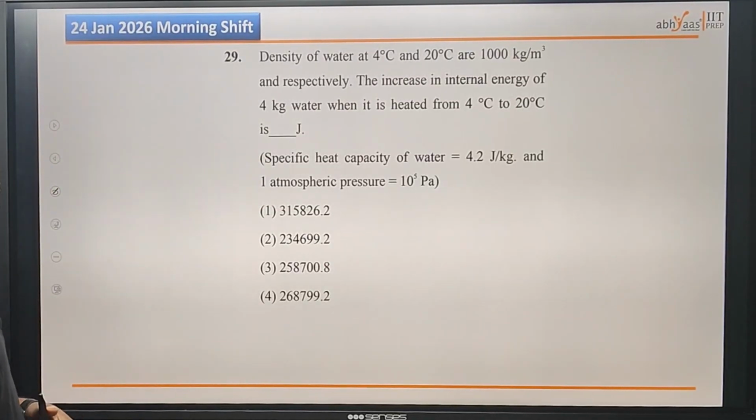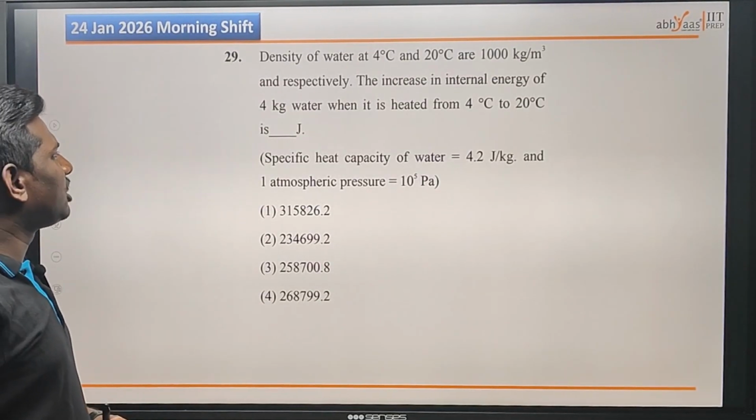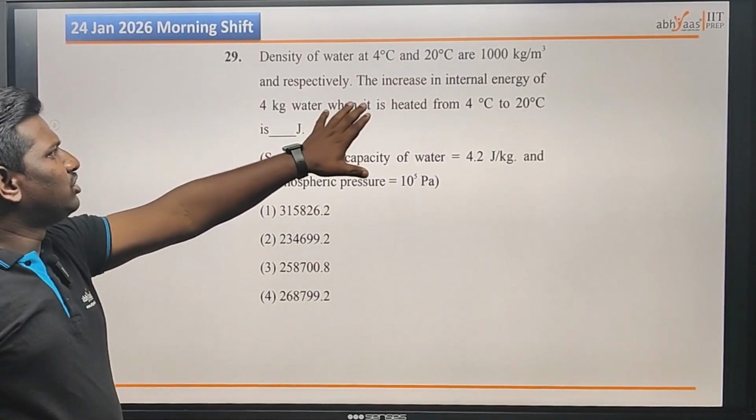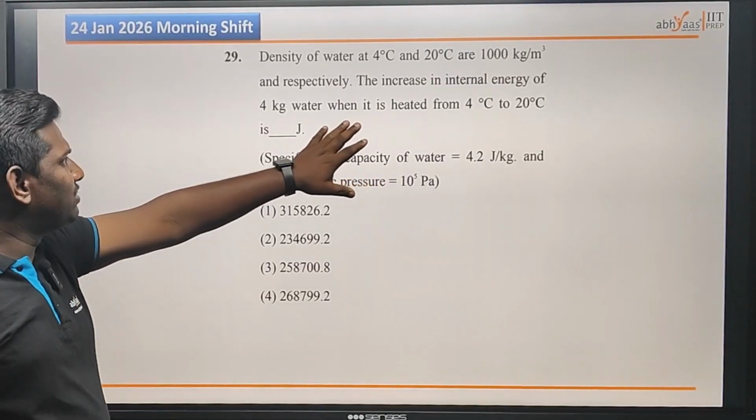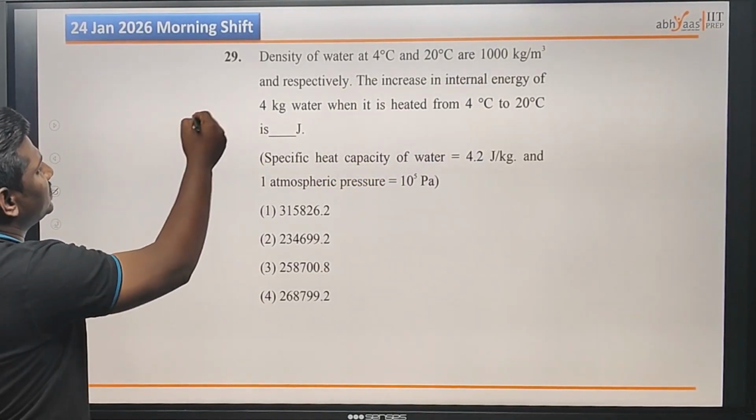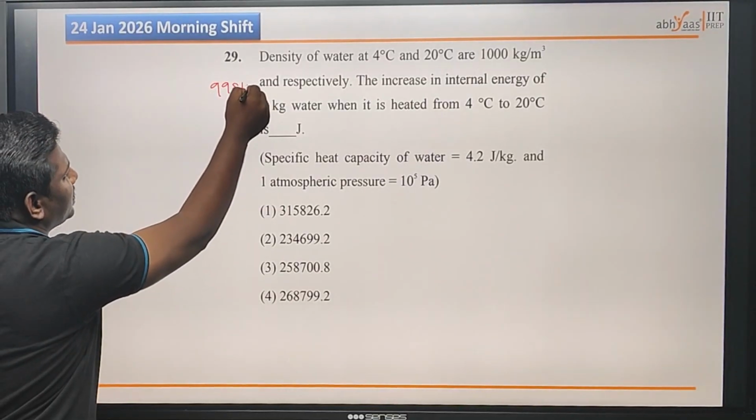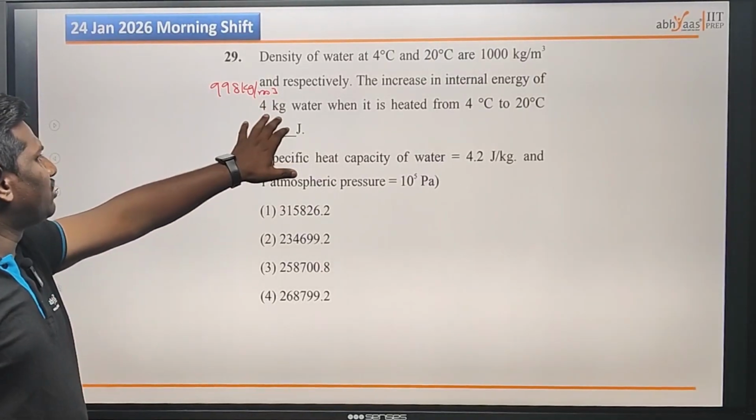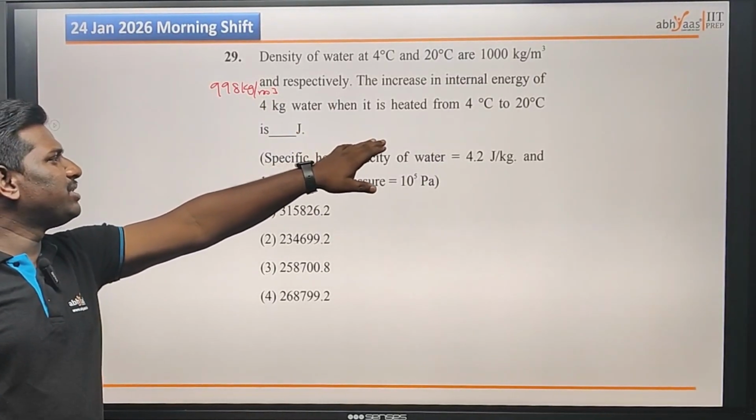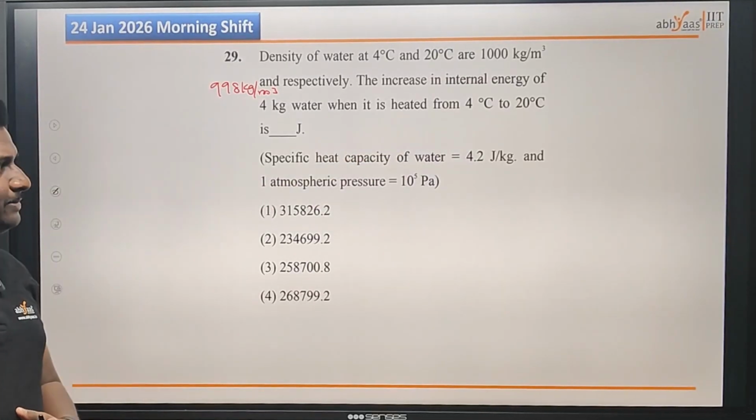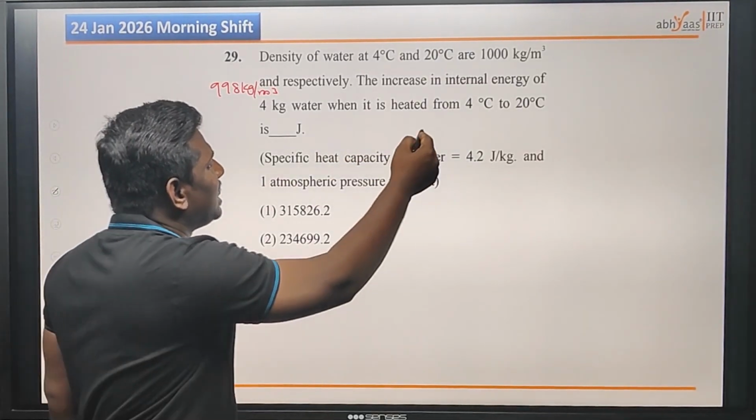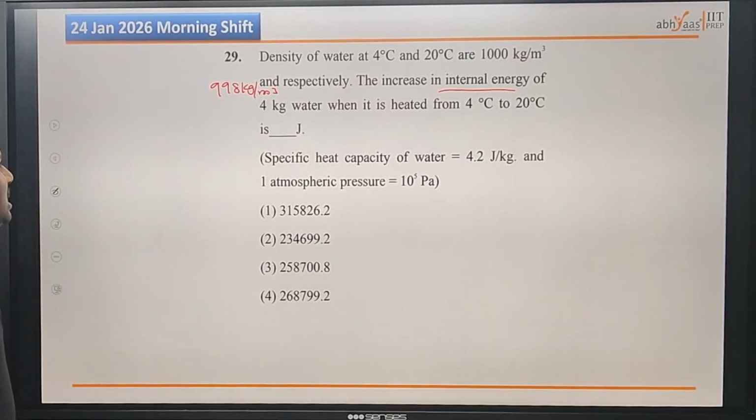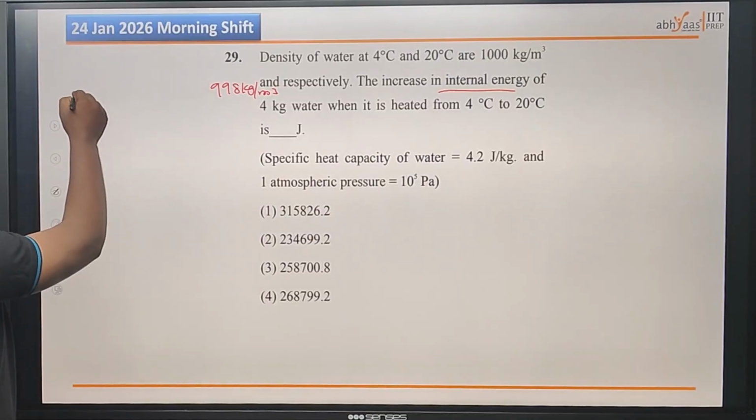Next one, question number 29. The density of water at 4 degrees centigrade and 20 degrees centigrade are 1000 kg per meter cube and 998 kg per meter cube respectively. What is the increase in internal energy of 4 kg water when it is heated from 4 degrees to 20 degrees? They are asking for internal energy. What is the formula for internal energy?